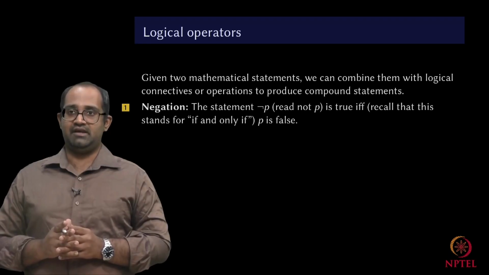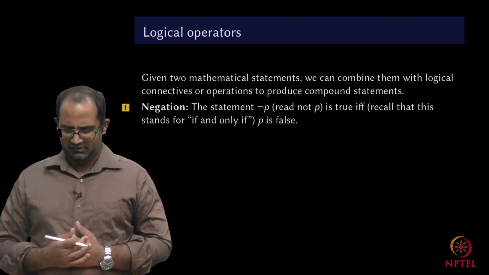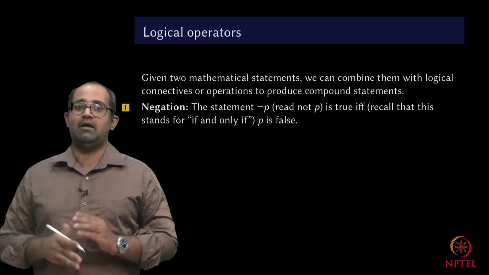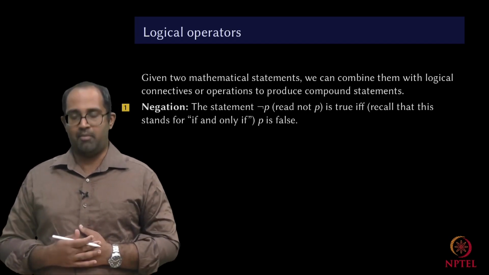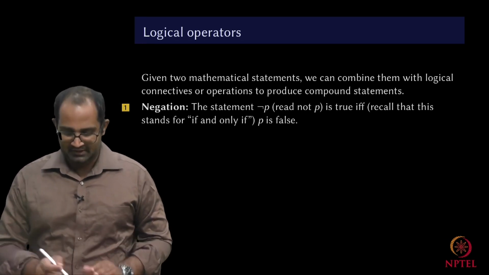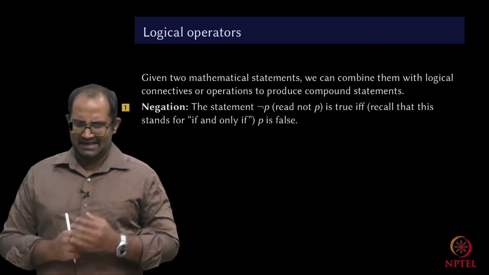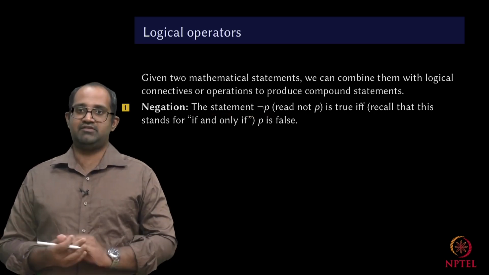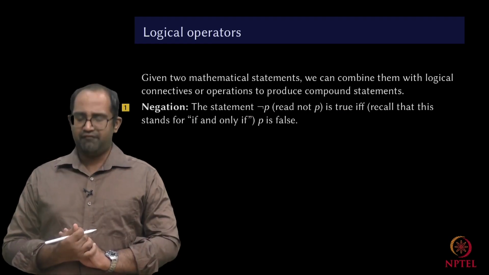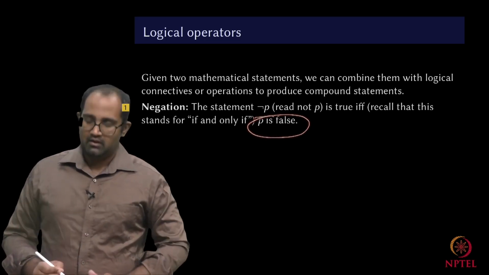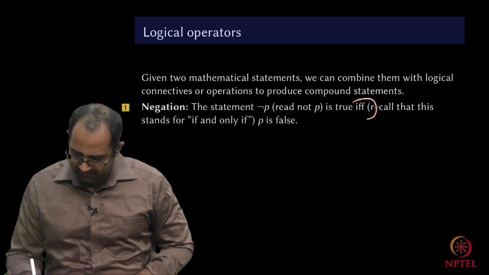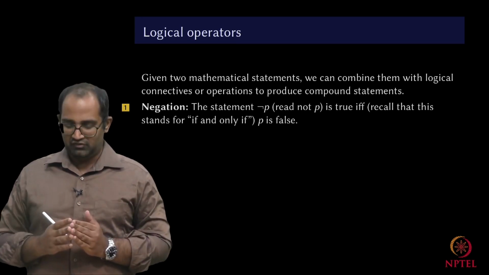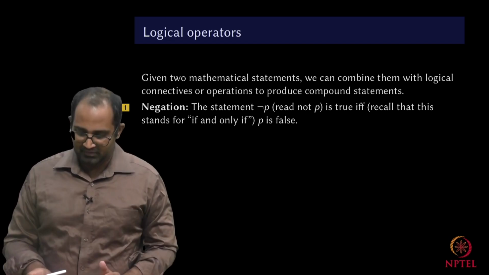Given some basic mathematical statements, we can combine them to produce compound statements. There are 4 logical operators commonly used to combine simple mathematical statements to produce more complicated compound ones. The simplest logical operation is that of negation. The meaning of negation is exactly what the meaning is in everyday usage. The statement negation of P, which is read not P, is true if and only if P is false. I take this opportunity to recall once again that IFF is the lazy shorthand for if and only if. So, the negation of a statement is true if and only if the original statement happens to be false.